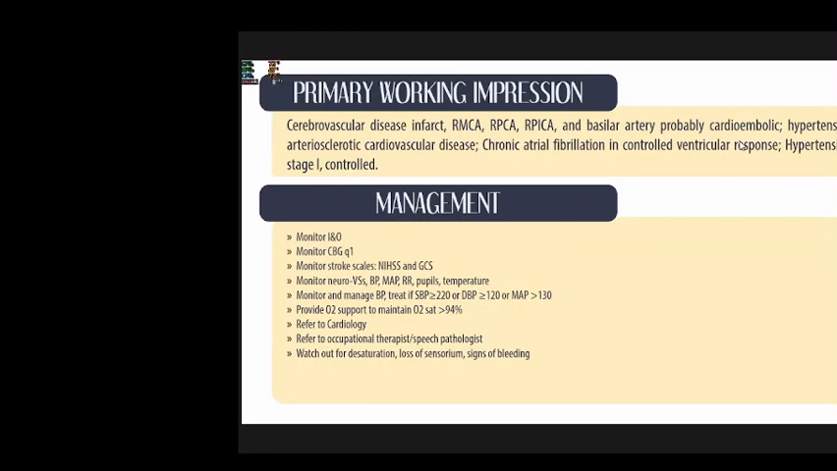The patient was also referred to cardiology since the patient has atrial fibrillation, for co-management, and was referred to an occupational therapist or speech pathologist to address his dysphagia and dysarthria. The patient should also be watched for oxygen saturation, loss of sensorium, and signs of bleeding.